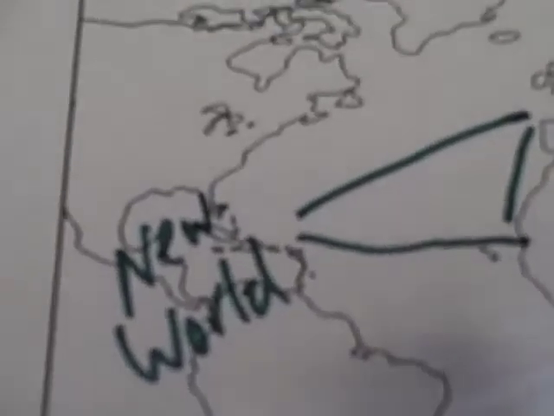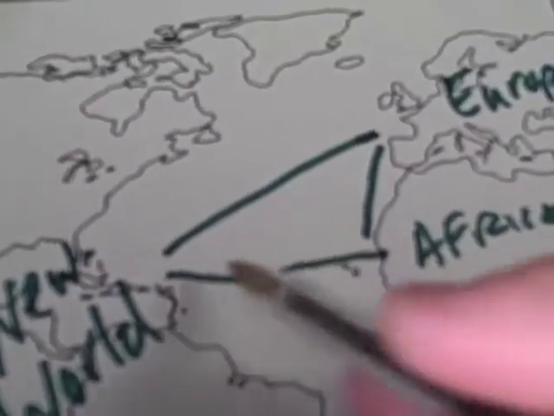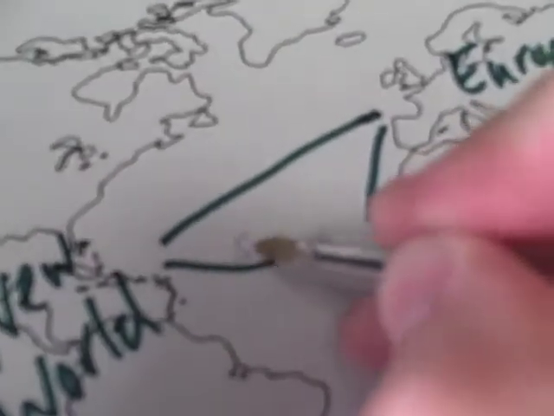Needless to say, we have, let me switch colors. From Africa, in the triangle trade, the major item that's being transported, unfortunately, are slaves. And from the New World back to Europe is going to be raw materials.